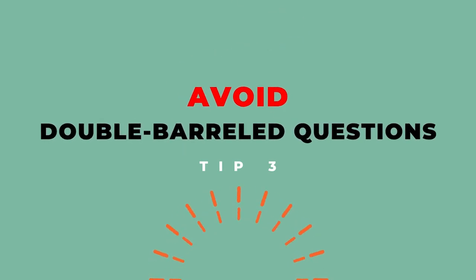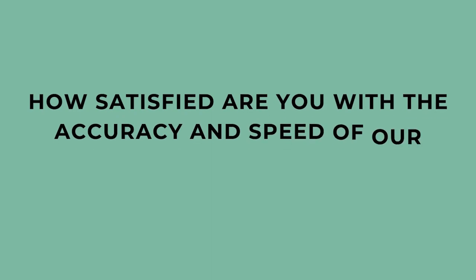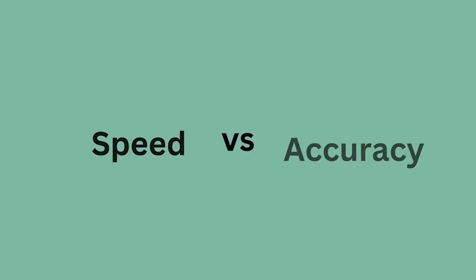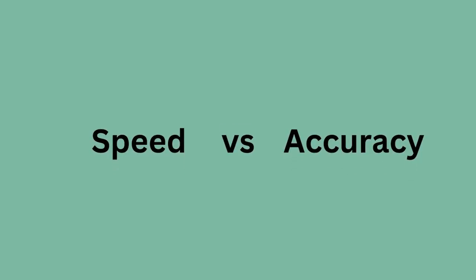One thing that you'll want to avoid in your discussion guide are double-barreled questions. This is when you ask two questions in one. For example, how satisfied are you with the accuracy and speed of our customer service? This question is double-barreled because it asks about two distinct aspects: the speed of the customer service and the accuracy of customer service. The respondent might be satisfied with the speed, but not necessarily with the accuracy. This makes it difficult for the respondent to form an answer. It's best to split it into two separate questions.